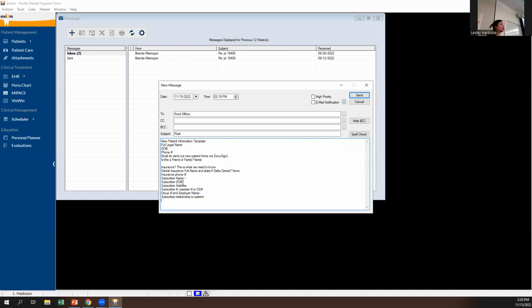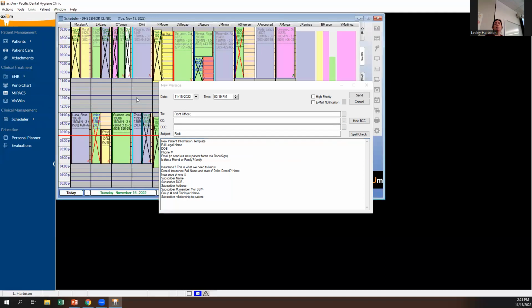So if anybody needs to do this, now is the time, because what you'll do is fill this out with your patient information, and you will send it to the front office. Then they will take this and create a patient chart. There's no way that they can create a patient chart unless you give them that information. They have already gone into scheduler and given you your designated time that is what you signed up for.